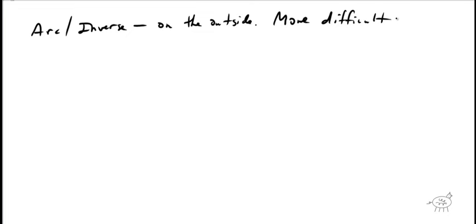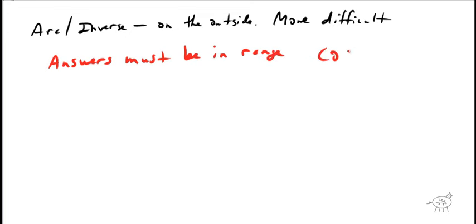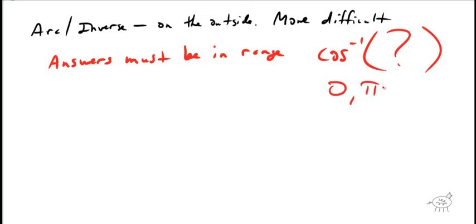I'm going to make a huge point of this. In fact, I am going to put this in a bold red: the answers must be in range. When you see inverse cosine on the outside, I don't care whatever it is, your answer better be between 0 and pi. If it's not between 0 and pi, then your answer is wrong. I'm going to put an R next to your problem because it's out of range.